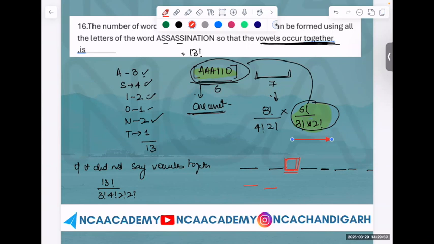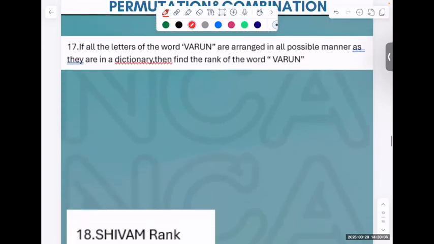Multiply, not plus. Can we move ahead? Try this. Okay, now this. If all the letters of the word Varun are arranged in all possible manners as they are in a dictionary, then the rank of the word Varun.